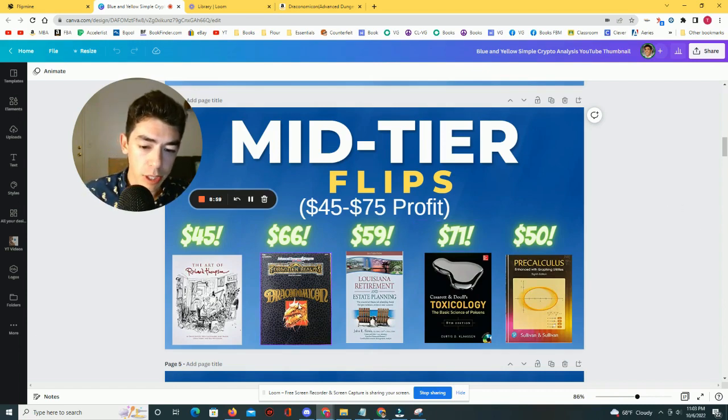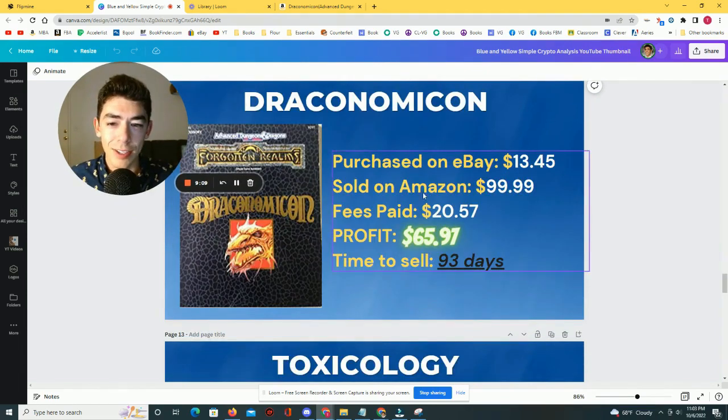Okay, so we're going to look at 2 books. We're going to look at this book here, and we're also going to look at this toxicology book. All right, so it looks like this is for some sort of board game, and I don't know if this is how I say it.